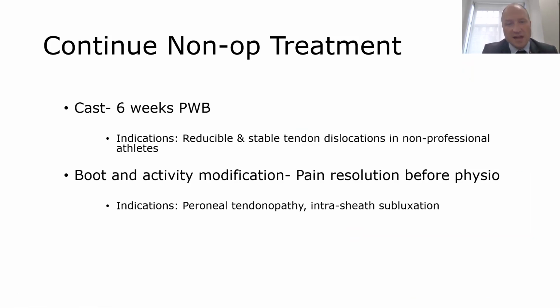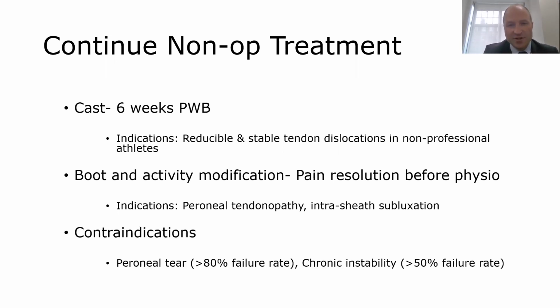So if you have a stable and reducible tendon dislocation in a low demand, non-professional athlete, perhaps you will choose to cast them for 6 weeks and keep them partial weight bearing. And the position you cast them in is one of plantar flexion and inversion. You may decide that if there's just peroneal tendinopathy or perhaps minor intra-sheath subluxation, a boot and activity modification is enough. What's important is that you allow the patient to have complete resolution of their symptoms before they recommence exercise.